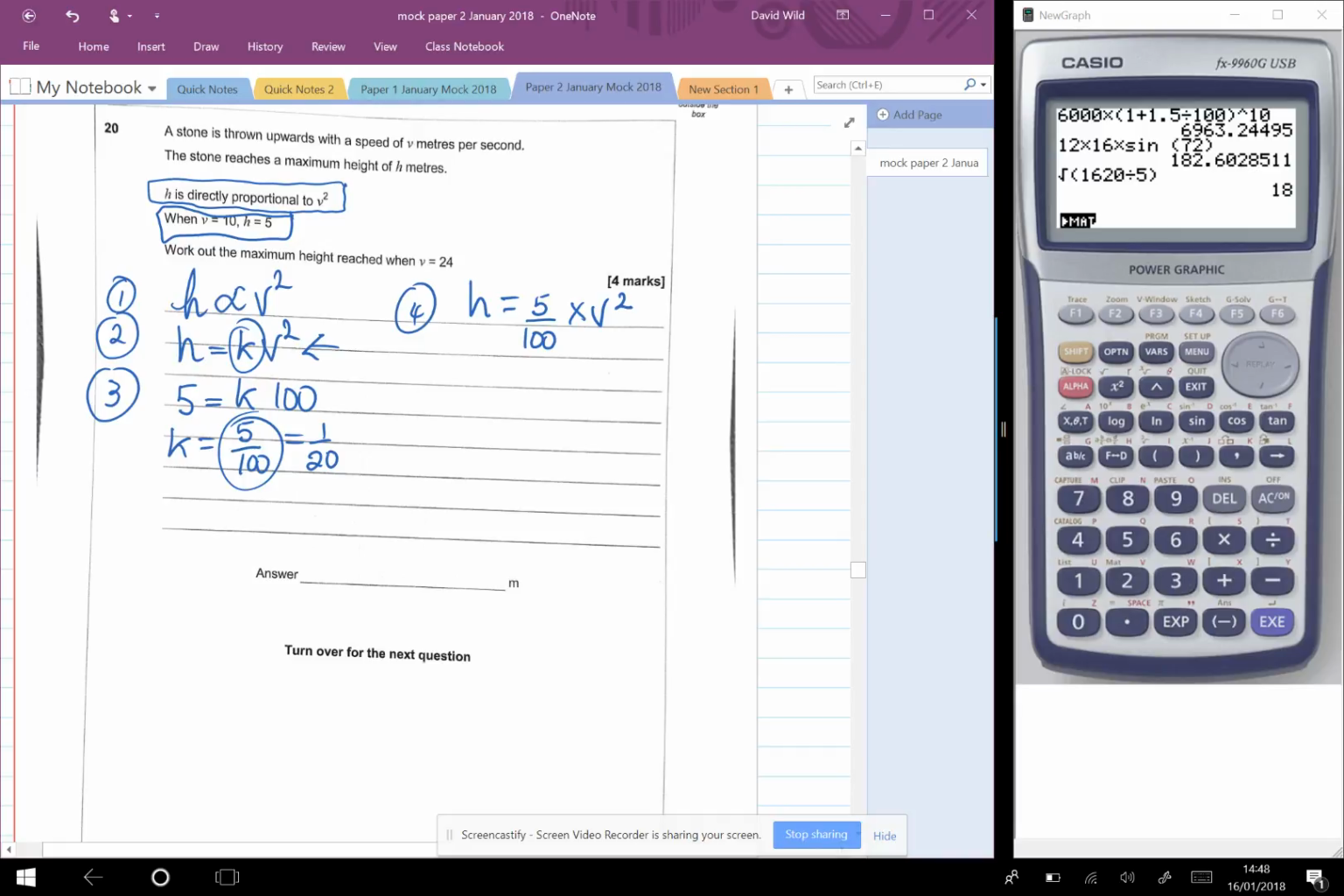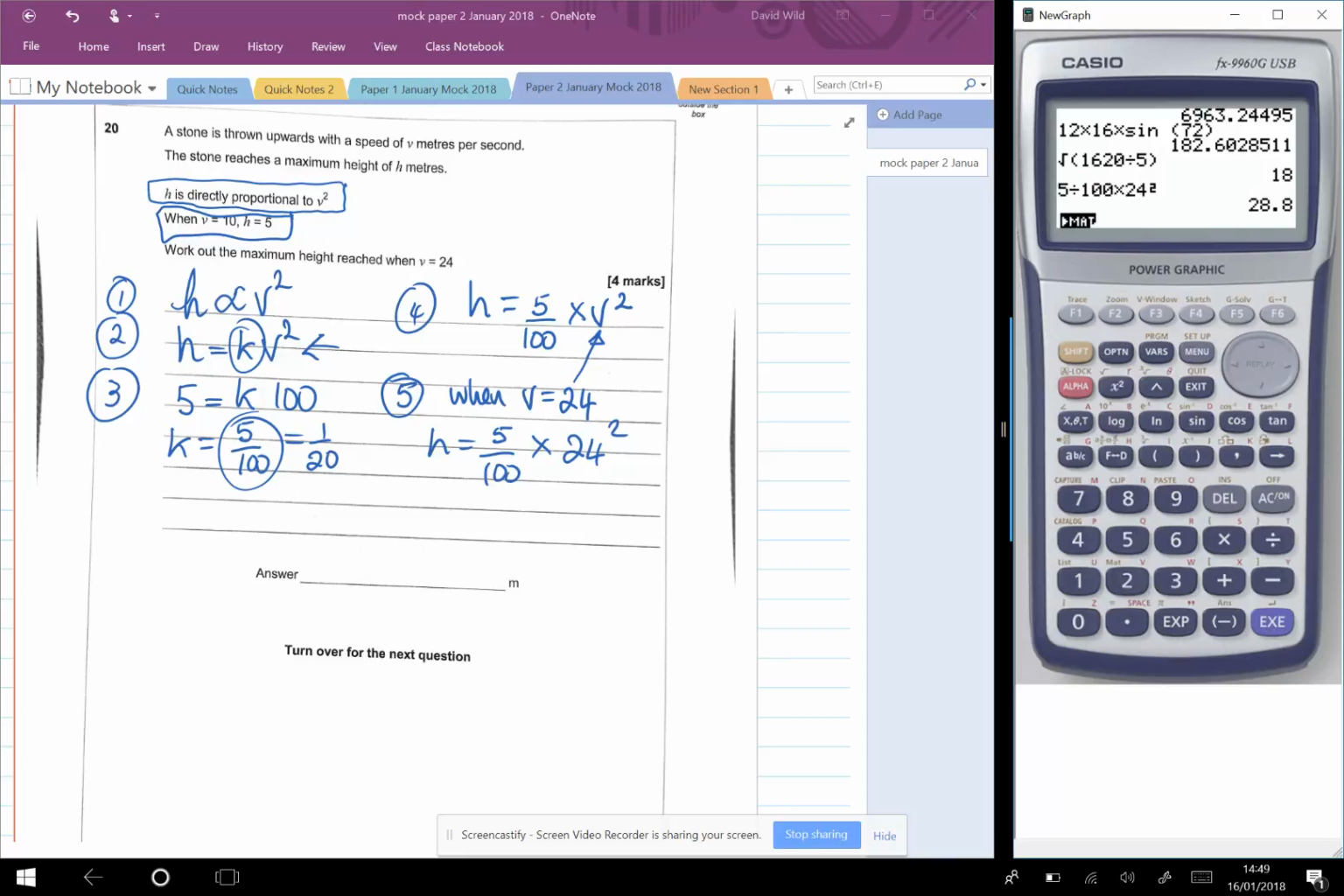Work out the maximum height reached when v equals 24. So step 5 is to answer the question. So when v equals 24, we're going to substitute this 24 into there. H is 5 over 100 times 24 squared. Put that in the calculator. 5 divided by 100 times 24 squared. 28.8.